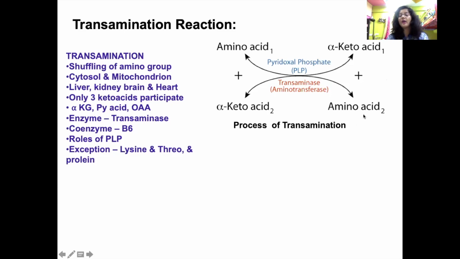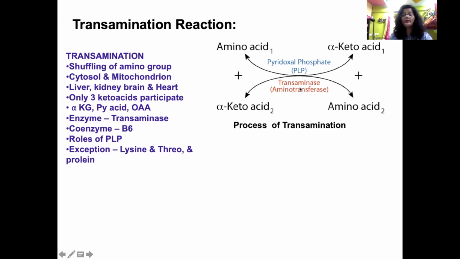give us glutamate as a product. So the first one is alpha ketoglutarate. Apart from alpha ketoglutarate, pyruvic acid and oxaloacetic acid can take part in the transamination reaction. Now, let's come to the enzyme. The enzyme which catalyzes this reaction is known as transaminase or aminotransferase.